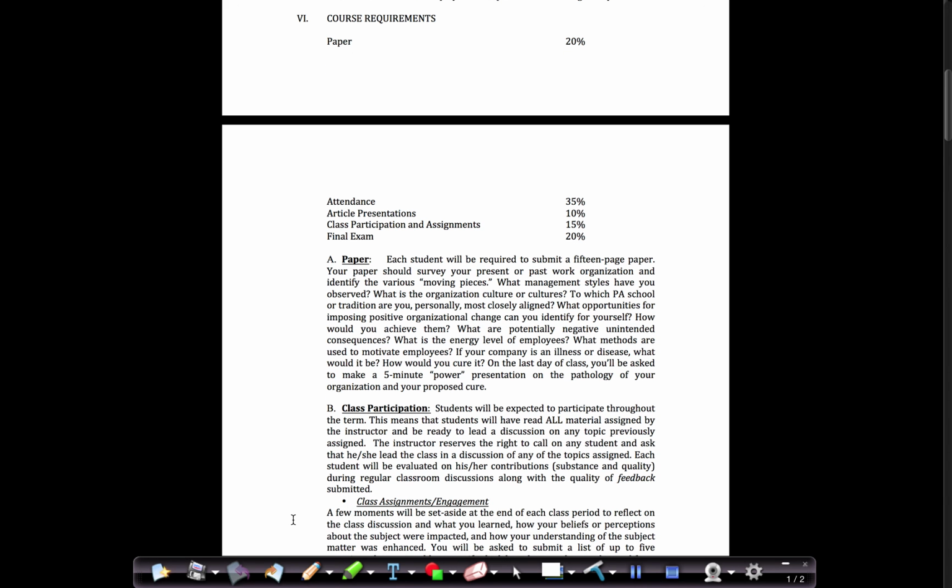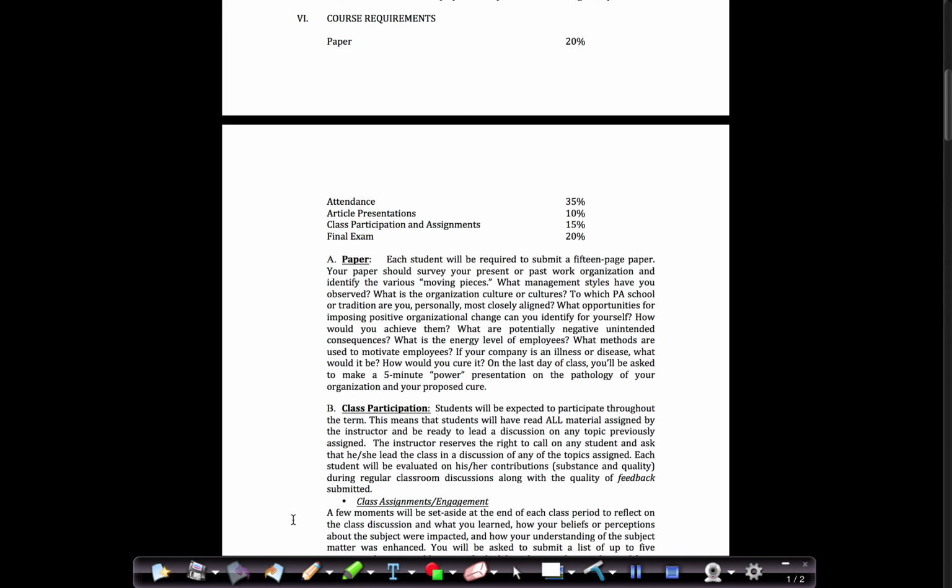Moving on, you see that the course requirements include a paper. 20% of the course grade will be a paper. The attendance will be checked every single class period. You'll be granted a total of up to 10 points for each class period. Those 10 points will be your attendance grade, but you'll also be given up to 7 points for attendance, and then up to 3 points for combined article presentations and classroom participation during the course of the class. Therefore, the attendance will measure out as 35% of your overall course grade.